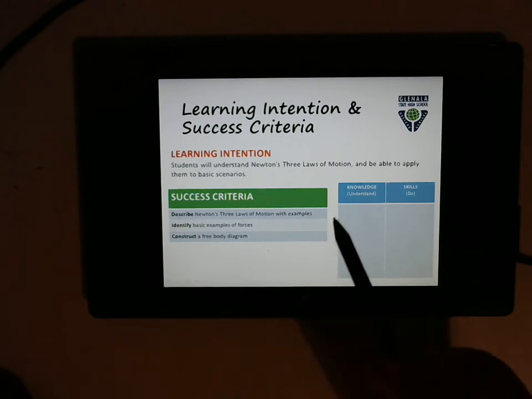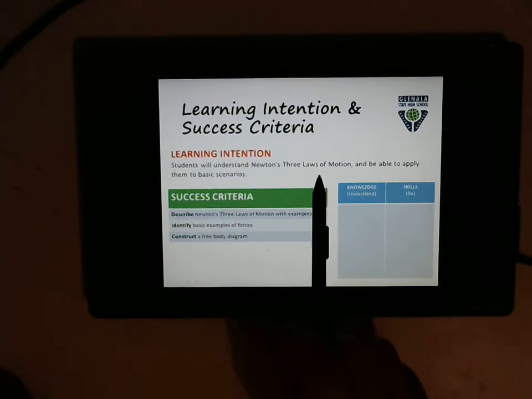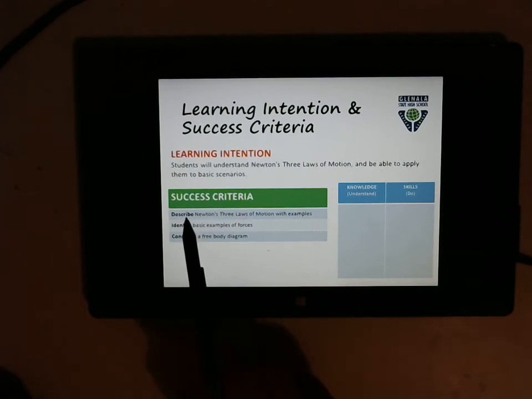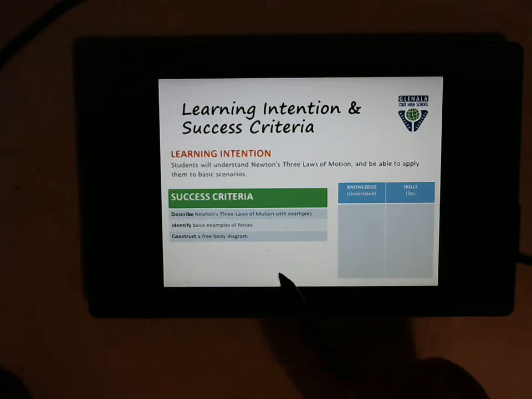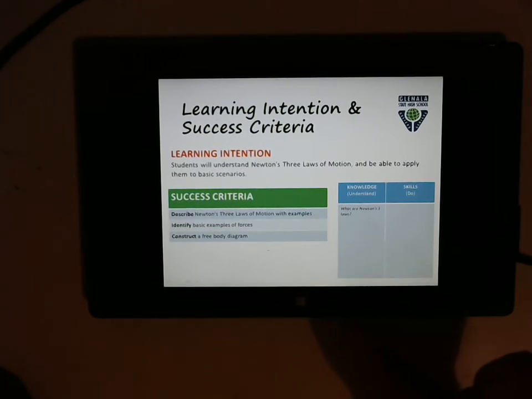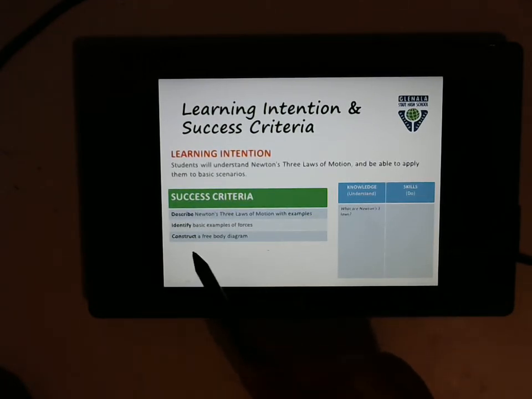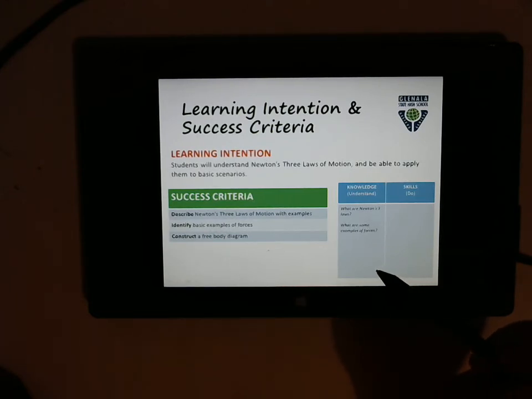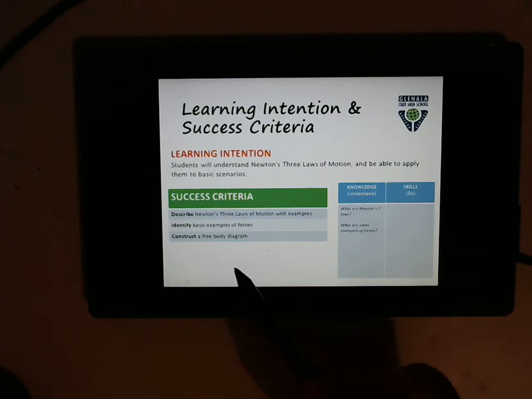Alright, so having a look through here, we can see we're understanding Newton's 3 laws of motion. We want to be able to apply them to some basic scenarios. So the first cognitive verb there, we can see you need to describe these with some examples. And so we need to know, well, the first knowledge, what are Newton's laws? We need to be able to identify some basic examples of forces. So what are some examples? And finally, we need to construct a free body diagram.